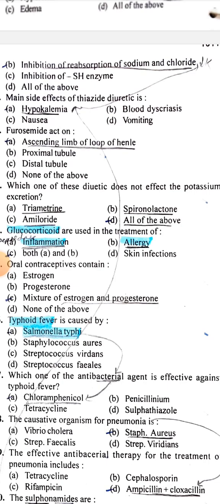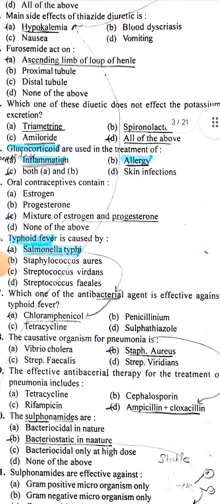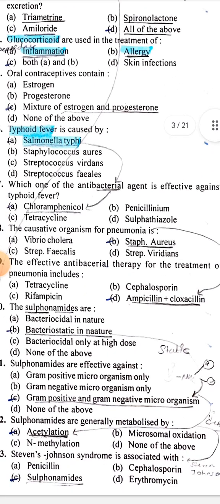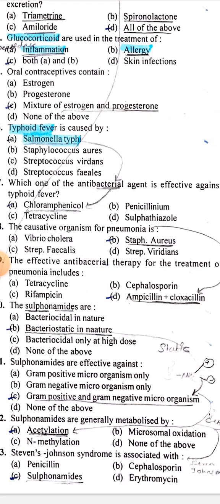Glucocorticoids are used in the treatment of both inflammation and allergy. Oral contraceptives contain a mixture of estrogen and progesterone. Typhoid fever is caused by Salmonella typhi. Which one of these antibacterial agents is effective against typhoid fever? That is chloramphenicol. The causative organism for pneumonia is Staphylococcus aureus. The effective antibacterial therapy for the treatment of pneumonia includes ampicillin plus cloxacillin.